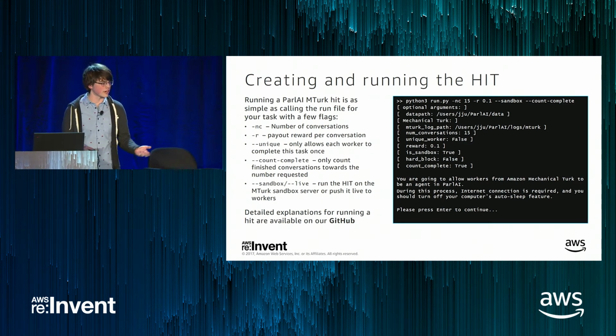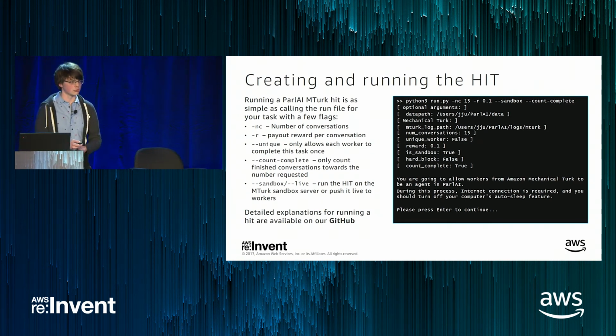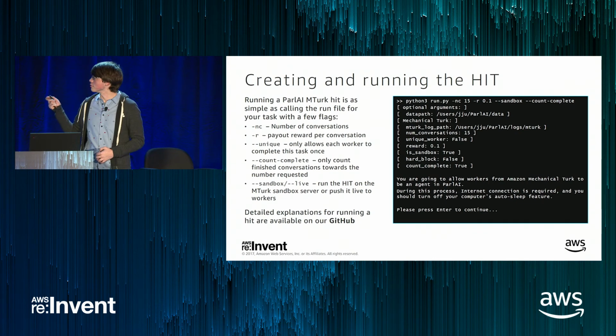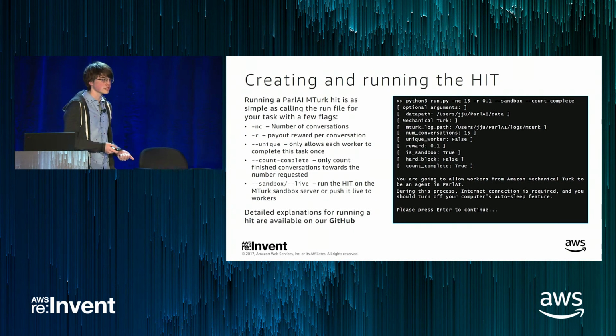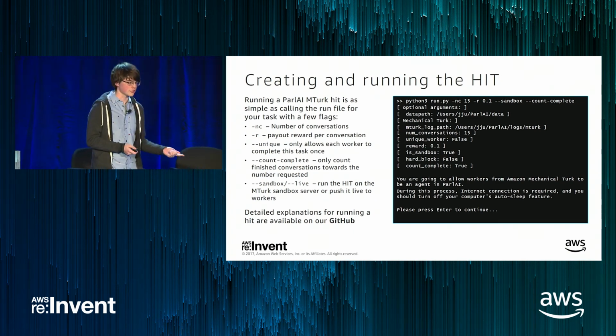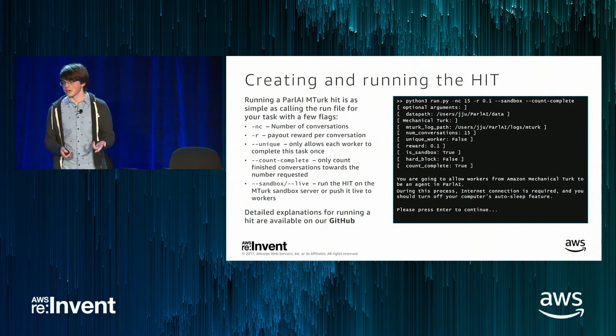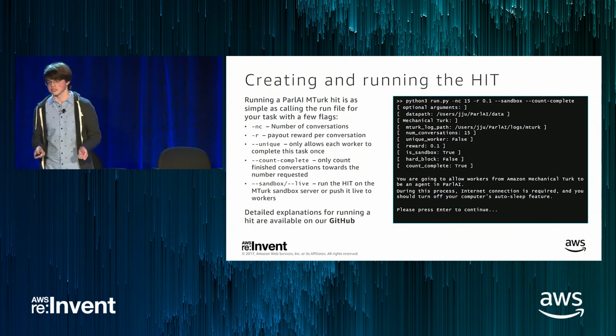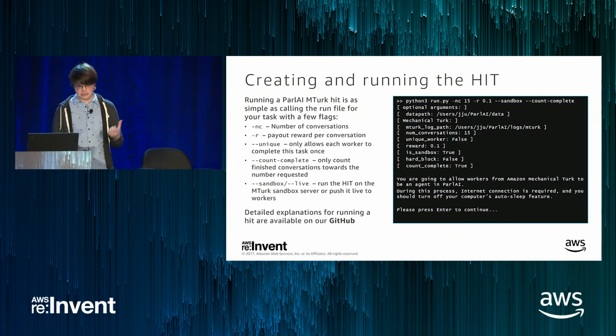Now, once this world file is set up and you have a run surrounding it, you're able to just run the run.py file with a few flags, generally the number of conversations you want to have, how much you're going to pay for each of those conversations, whether or not you're going to be counting completed conversations, which is the situation where both agents have the conversation to completion and you've accepted it, or you're going to count attempted conversations if you don't give that flag. You can also run all of these HITs on the sandbox server before you push them live, so you can see what they look like and how they feel.